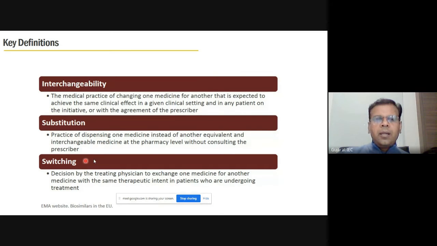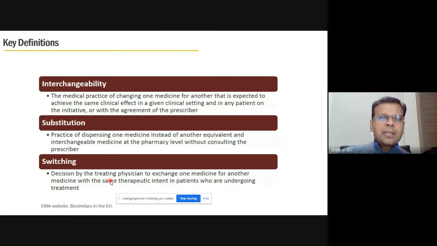The next is substitution. If you are substituting, instead of A you can give B, but instead of B you cannot give A. That is substitution. Interchangeability is A to B and B to A, you can interchange between the same. Substitution is only that you can substitute A with B, but you cannot substitute B with A. And there is something like switching. If the patient is on one treatment, switching them over to another drug treatment, would that be allowed?